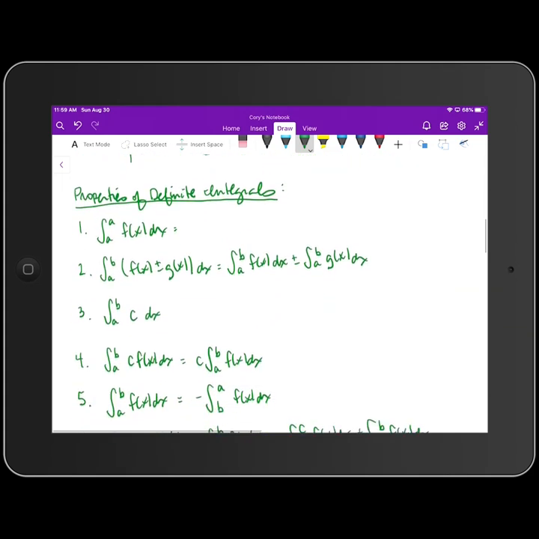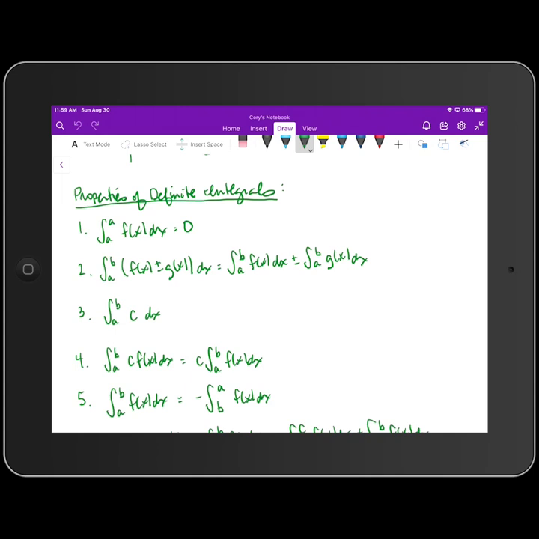Okay, next thing we're going to look at are properties of definite integrals. I think we have 7 of these in total. Property 1 says if we take the integral from a to a of f of x, which we're integrating with respect to x, so if your lower limit of integration and the upper limit of integration are the same, then the value of that definite integral is going to be equal to 0.